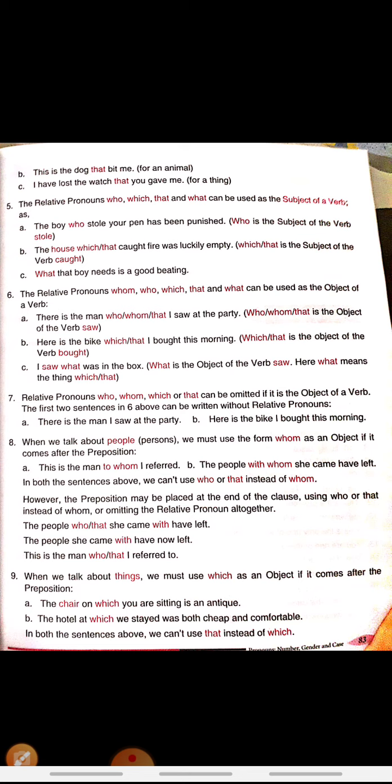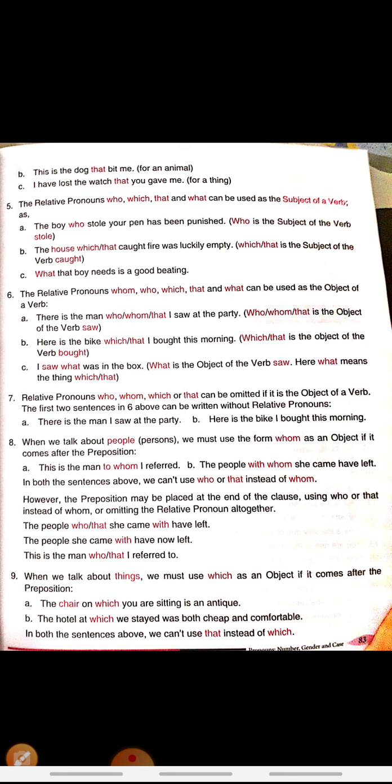The house which or that caught fire was luckily empty. Here, which or that is the subject of the verb caught. Okay, now see the examples for whom, who, which, that, and what. We discussed them as a subject of a verb. Now, adding whom again, and who, which, that, they are also used as object of a verb.